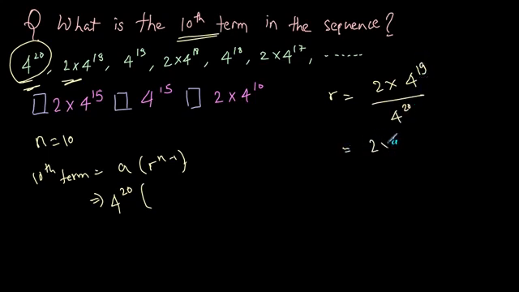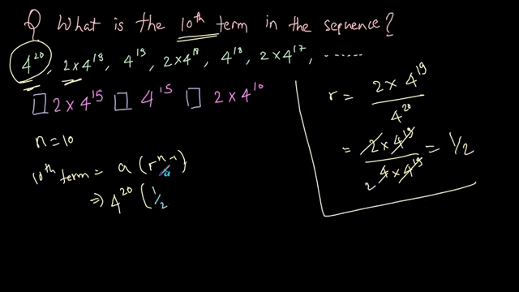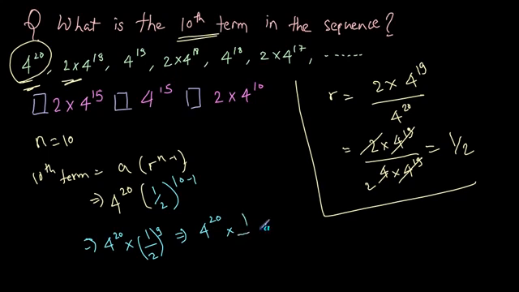Okay, let's solve this. 2 into 4 raised to 19 divided by 4 raised to 20 can be written as 2 into 4 raised to 19 over 4 into 4 raised to 19, and the 4 raised to 19 terms get cancelled, and 2 by 4 is 1 by 2. So r is 1 by 2. Raised to n minus 1, n is 10 minus 1. So that gives us 4 raised to 20 into 1 by 2 raised to 9.